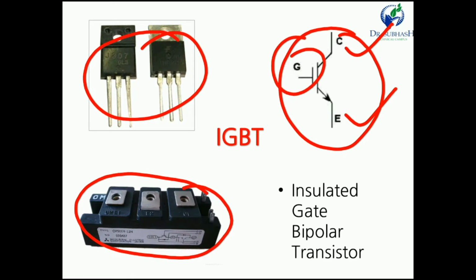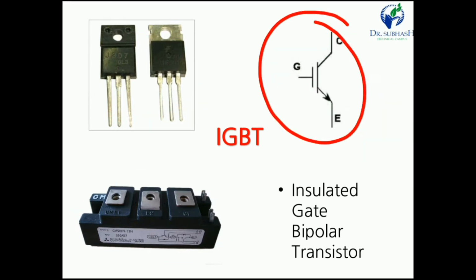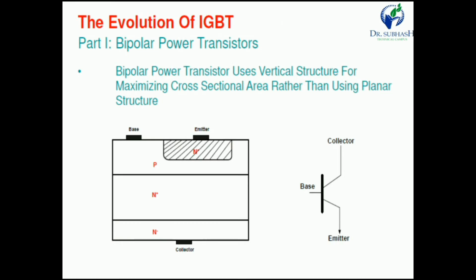In place of base, here we have to write gate, because this is a higher version, a mixing of MOSFET as well as BJT. The insulated gate bipolar junction transistor is similar to a BJT transistor, but some extra features are there, which we will discuss in the next slide. Here you have to remember this symbol. Next, the evolution of IGBT, let's start one by one.